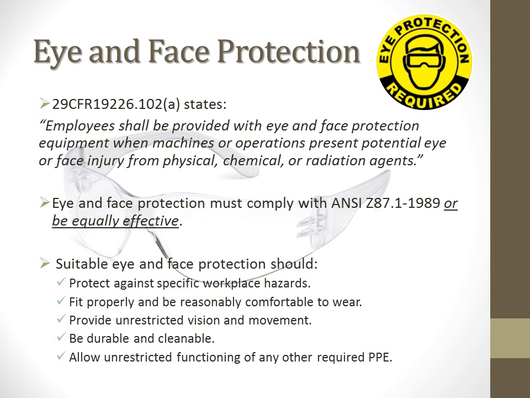ANSI Standard Z87.1 through 1989 requires any eye or face protective device used in an industrial setting to provide at least a certain amount of protection. It sets a minimum standard for the effectiveness of eye and face protective devices when used in the workplace.